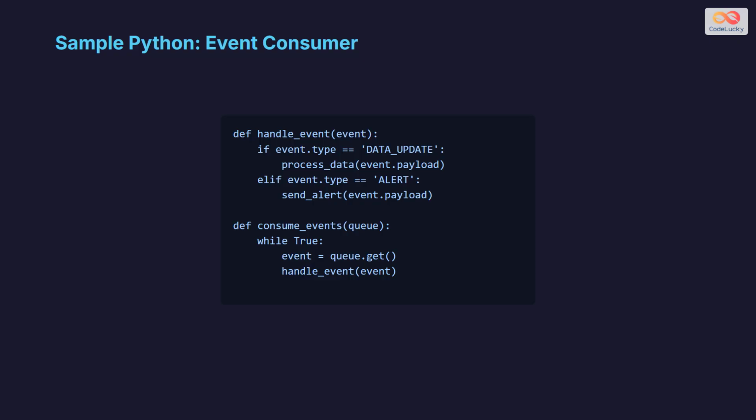Next, we define a function called consumeEvents which takes the queue as the argument. Inside a while true loop, we get the event from the queue and then we pass the event to the handleEvent function.